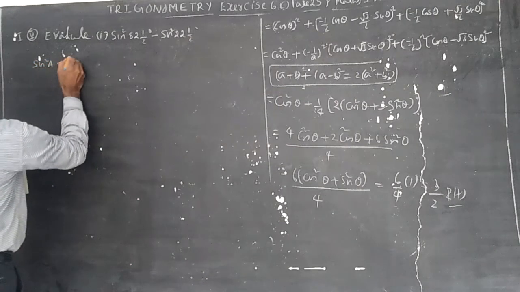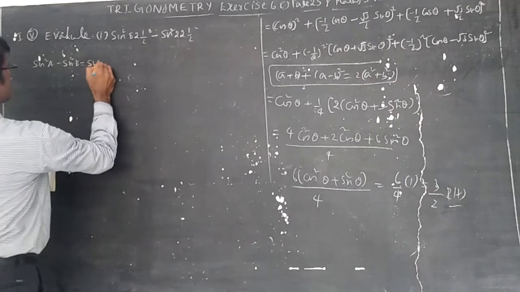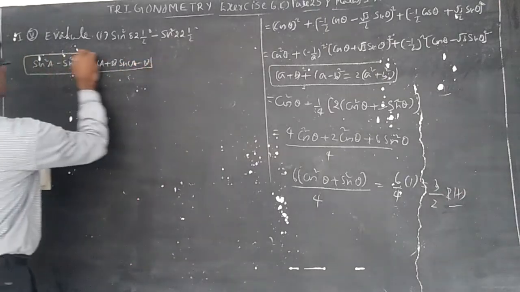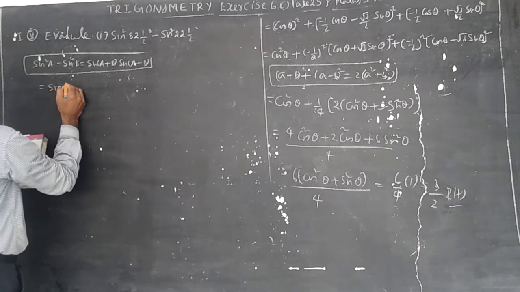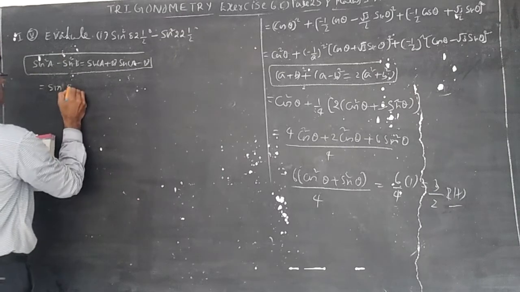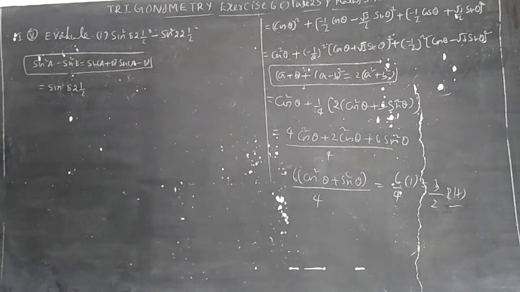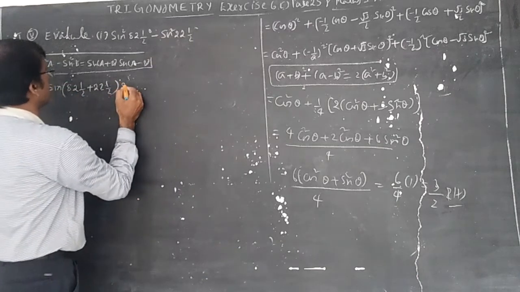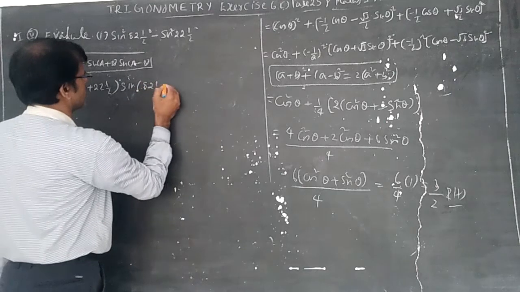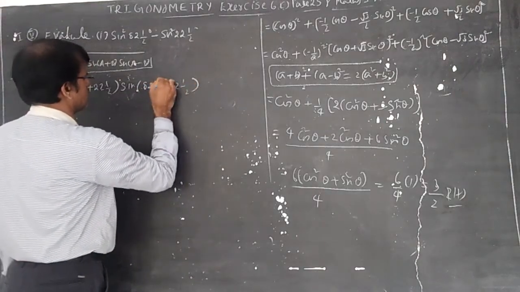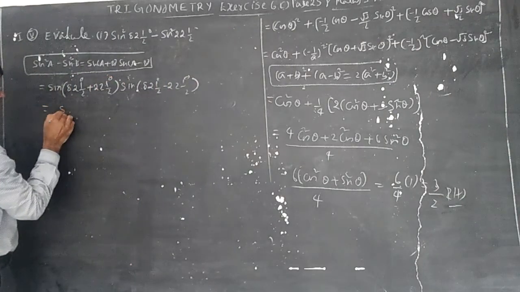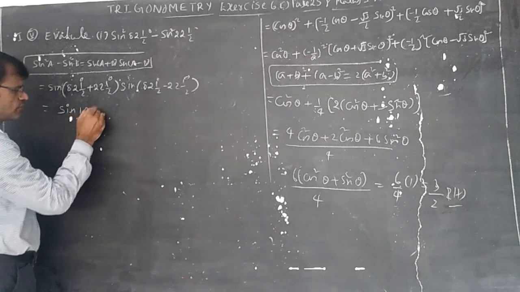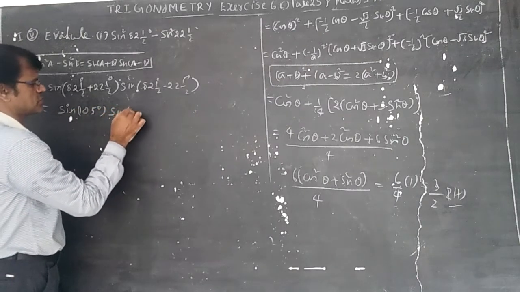Let us write the formula: sin square A minus sin square B is equal to sin of A plus B into sin of A minus B. So you can understand here, sin of 82 and half plus 22 and half into sin of 82 and half minus 22 and half degrees. 82 and half plus 22 and half becomes 105. Sin 105 into sin 60 degrees.